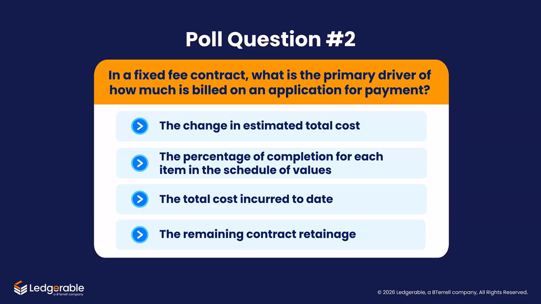Alright, you should be ready for the answer. The correct answer is the percentage of completion for each item in the schedule of values. In a fixed fee contract, billing is not driven by cost, so it's not based on the total cost incurred or changes in the estimated cost. It's also not driven by retainage. Instead, billing is based on how much the work has been completed, typically at the contract line level. So that's why the percentage of completion is a primary driver.